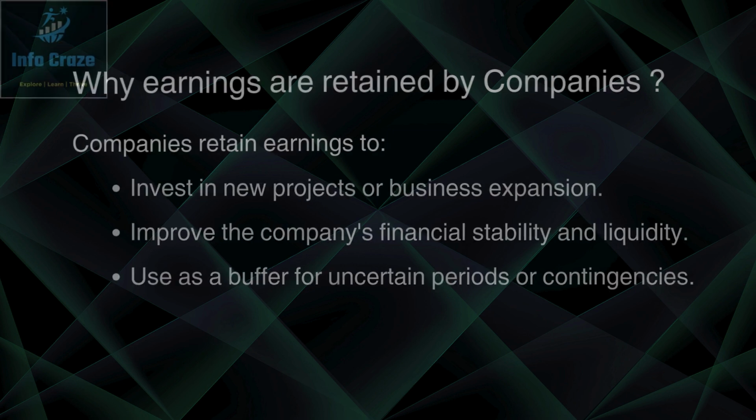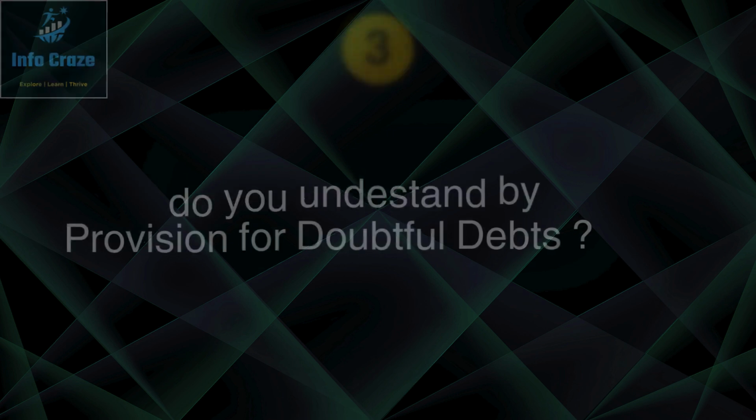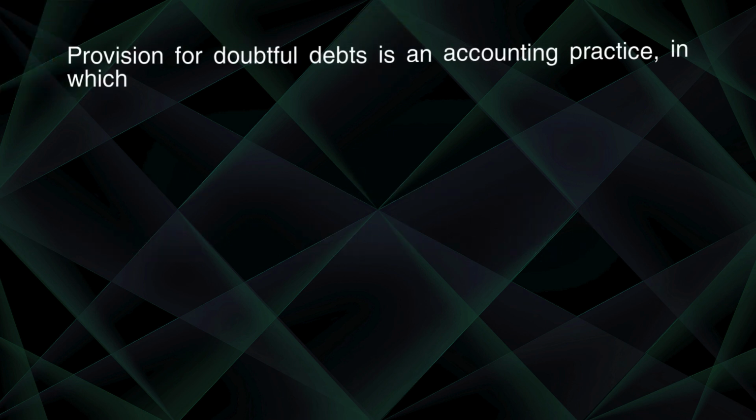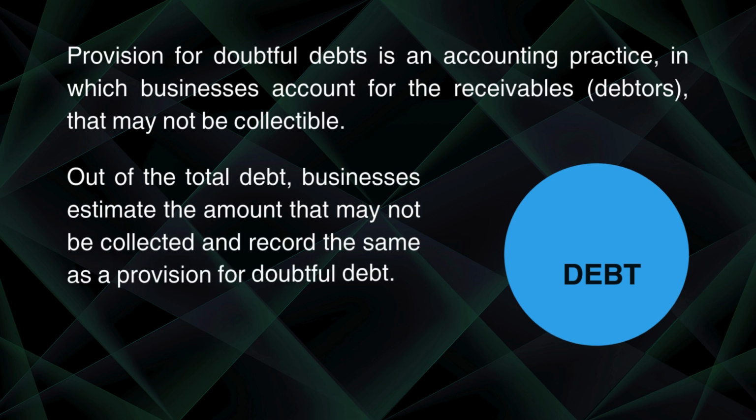Next we have question number 3. What do you understand by provision for doubtful debts? Provision for doubtful debts is an accounting practice in which businesses account for the receivables or the debtors that may not be collectible. Out of the total debt, businesses estimate the amount that may not be collected and record the same as a provision for doubtful debt.